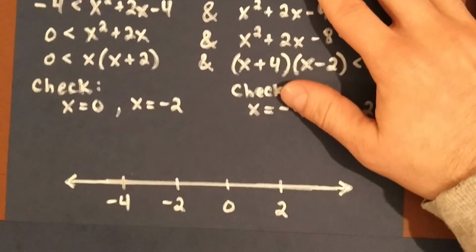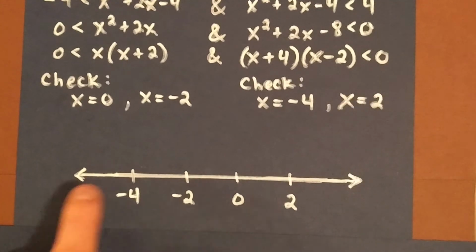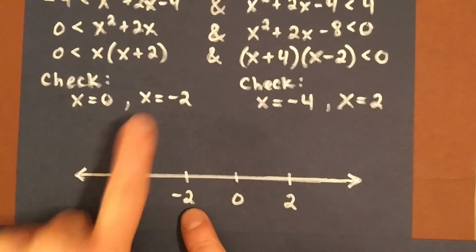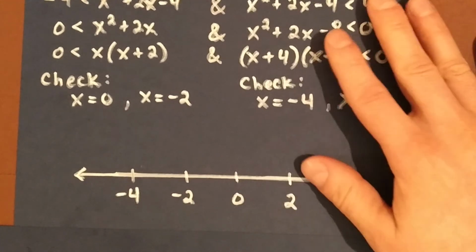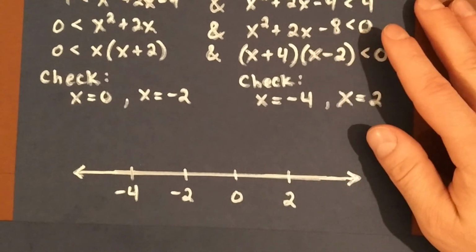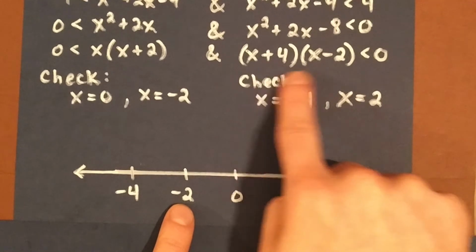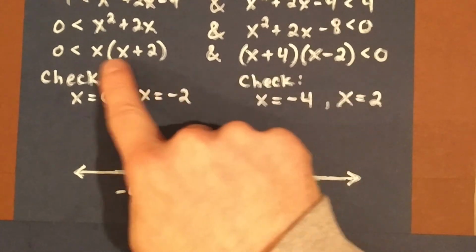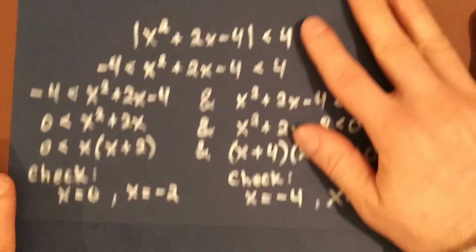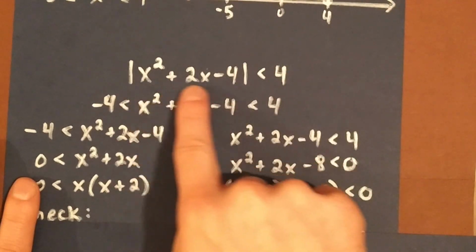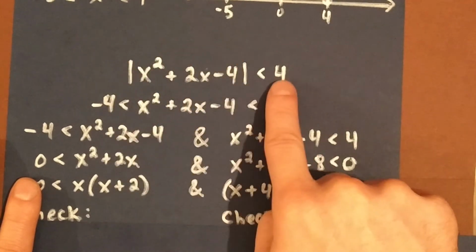Let's look at those points on the number line. So we have 0, negative 2, negative 4, and 2. We know these are the points that make these expressions equal to 0, and therefore those are the points that would make this original expression have an absolute value equal to 4.